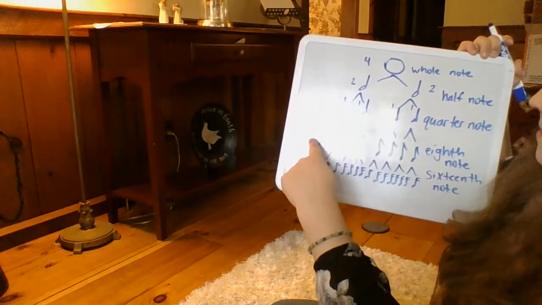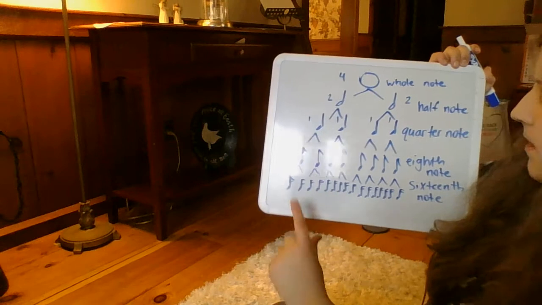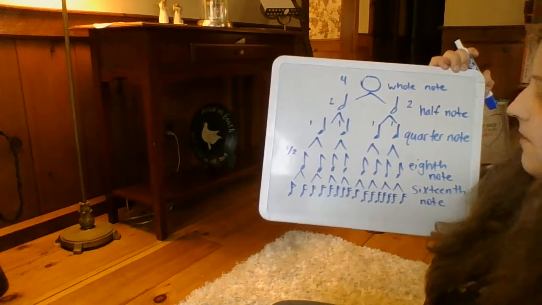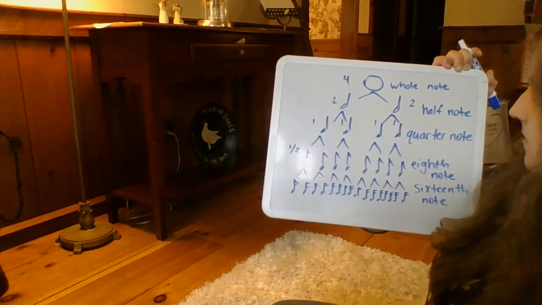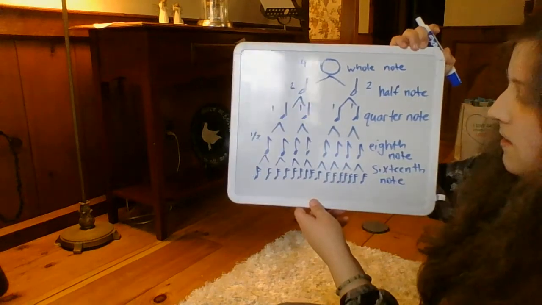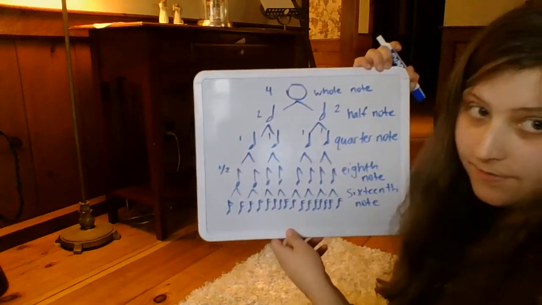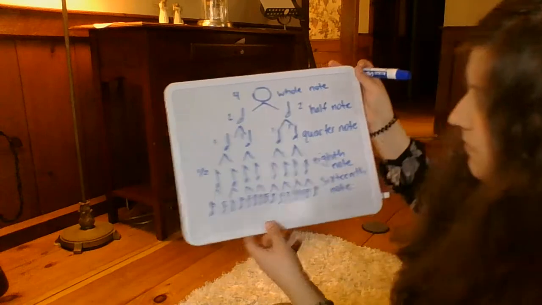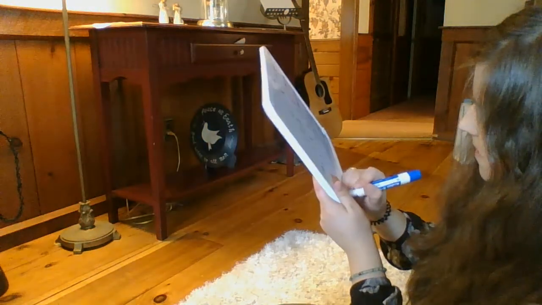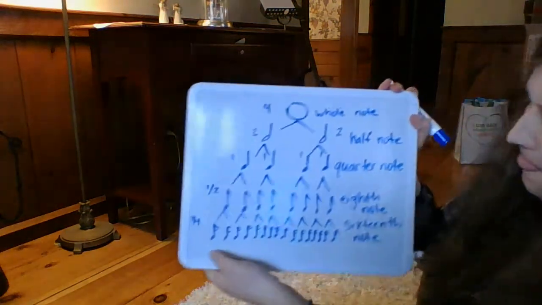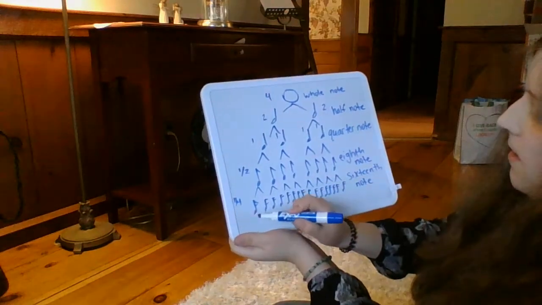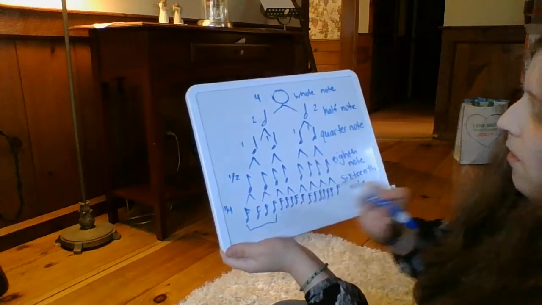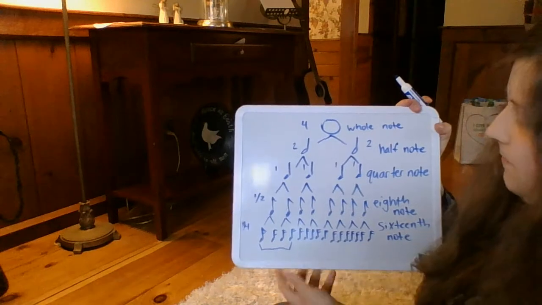If our 8th note gets half a beat, and a 16th note is half of an 8th note, then how many beats does a 16th note get? It's half of a half, which is a quarter. So it gets a quarter of a beat. So I'm just going to put that here. It gets a quarter of a beat. That means there are 4 of them inside one beat.